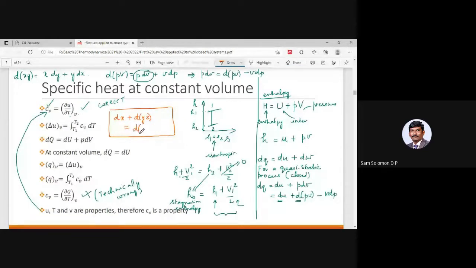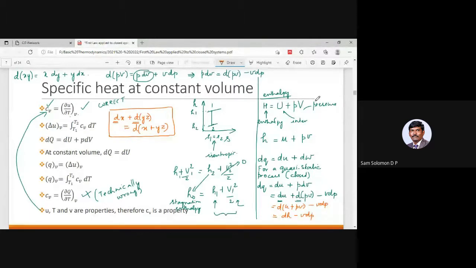So you have to write it as d of x plus yz. Because it is differentiation, you have the differential term before x and the differential term before yz, so I can write it as d of x plus yz. And now, if you want, you can split it back again: dx plus d of yz. So is the case here. Now I can write this as d of u plus pv minus vdp. And this u plus pv is nothing but dh.